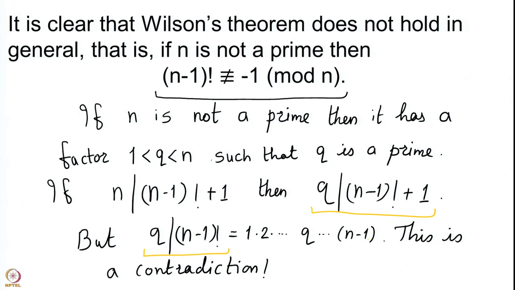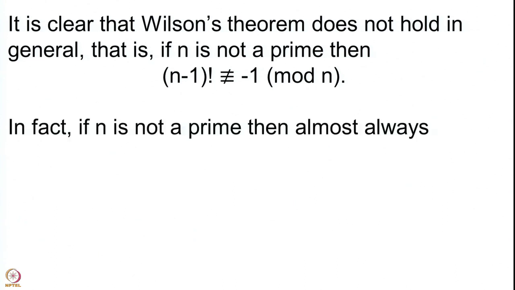So, on one hand you have this, on the other hand you have this, which is not possible. So, clearly whenever n is not a prime, we do not have Wilson's theorem, but in fact something more can be said. In fact, if you have that n is not a prime, then almost always we will have that (n minus 1) factorial is 0 mod n. n will divide (n minus 1) factorial. This is something that always holds except 1 or 2 exceptions.